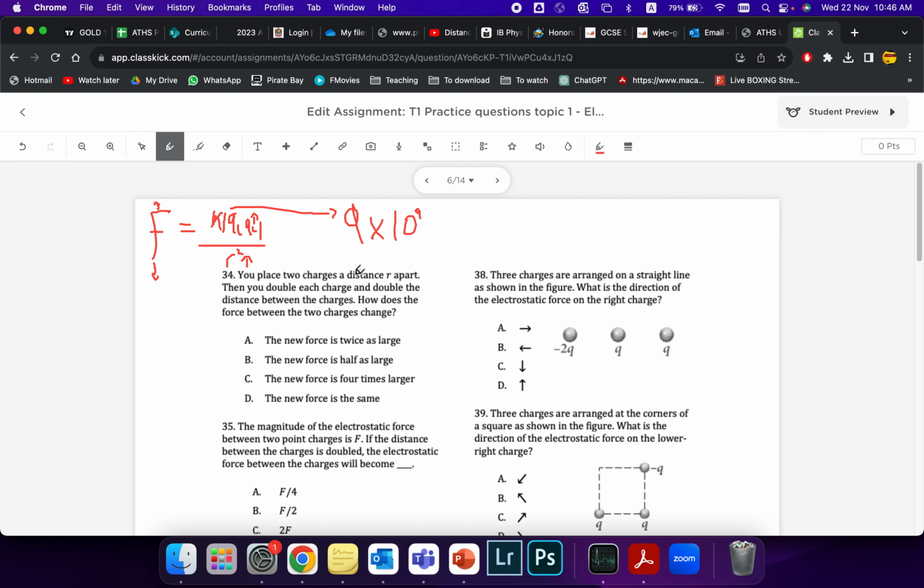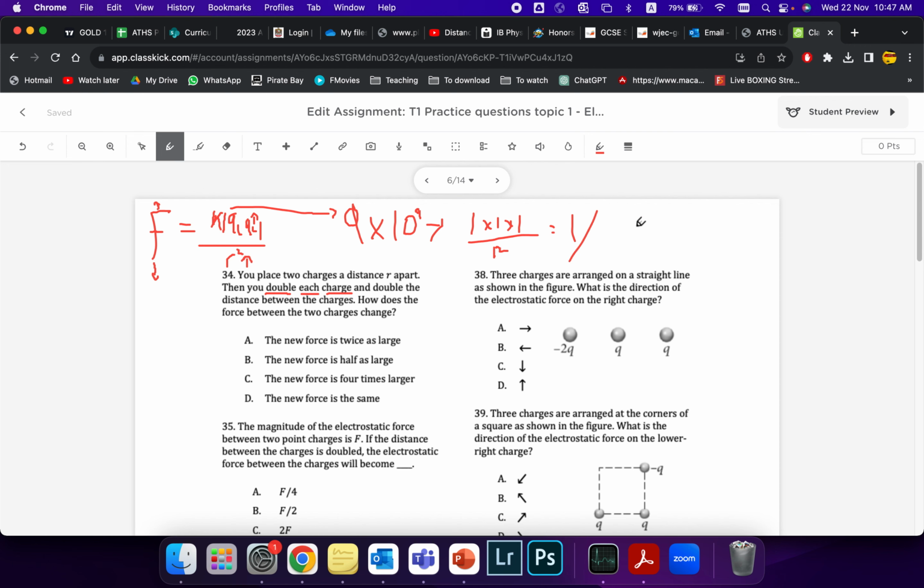So in this case, you place them at a distance r, then you double each charge and double the distance. I have shown you how to solve this in an easy way. Just set everything to 1 and then change only the things you need to change. I know K is supposed to be 9. I'm not going to do that. I'm just going to write 1 multiplied by 1 times 1 divided by R1 squared. Look what happens. That is just 1. Now I'm going to change the things it said. I doubled each charge.